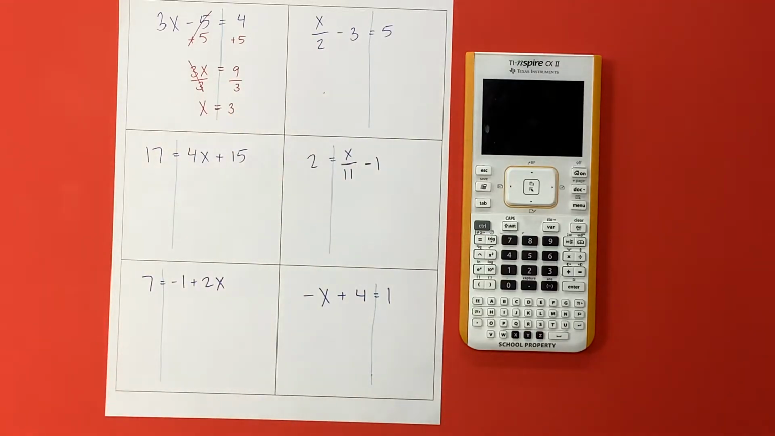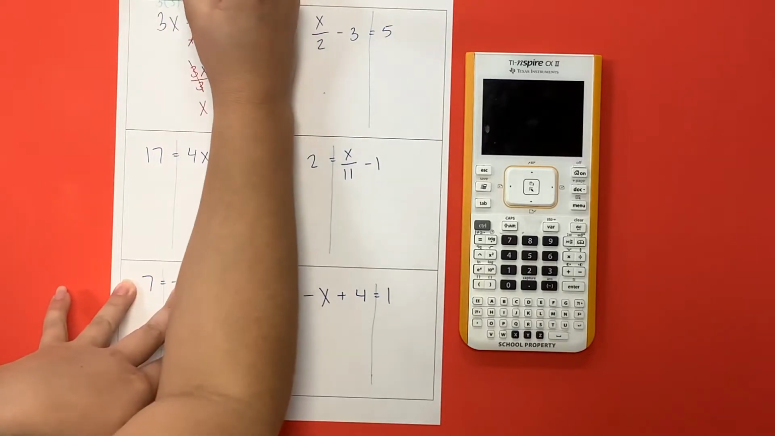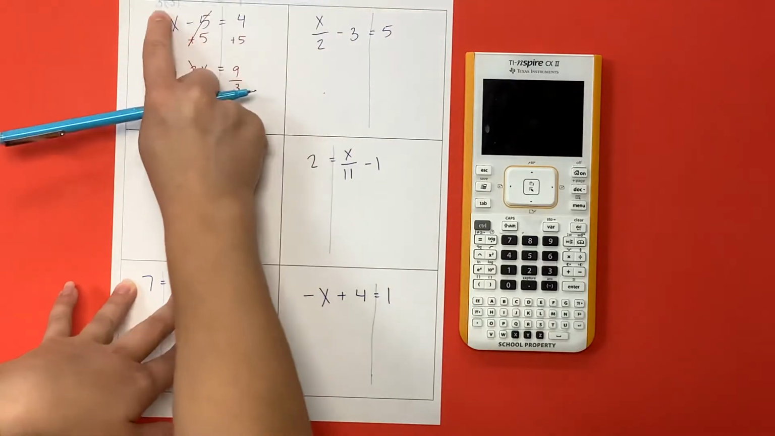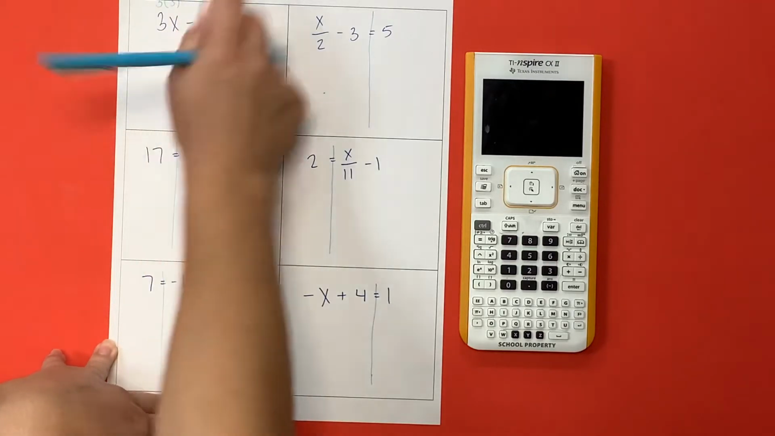Let's just check this really quick. Does 3 times 3 minus 5 equal 4? 3 times 3 is 9. 9 minus 5 does equal 4.